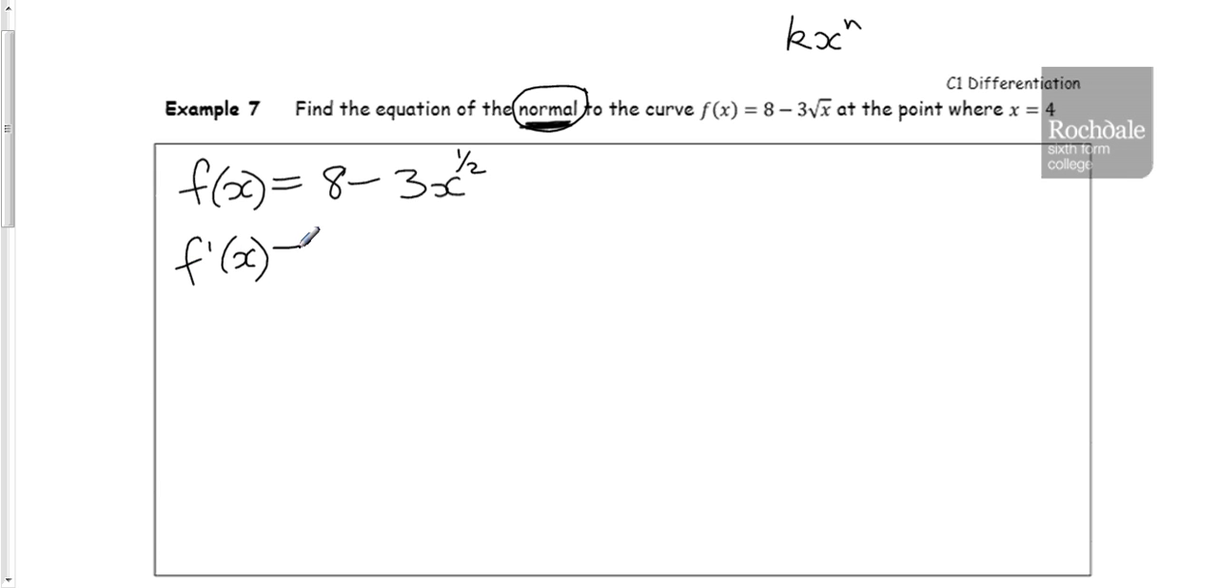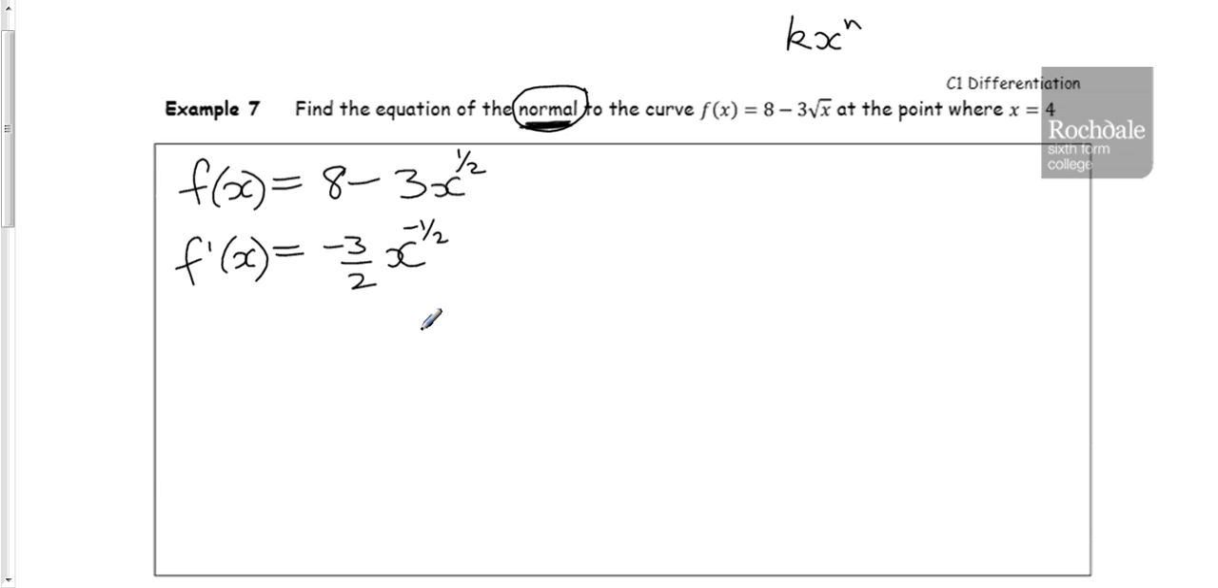So on the left hand side, after I've differentiated, it'll be this f dash or f primed. Differentiate a constant, it disappears, so the 8 vanishes, and this next term multiplied by the power of x, so minus 3 times a half is minus 3 over 2, and then take away 1 from the power of x.